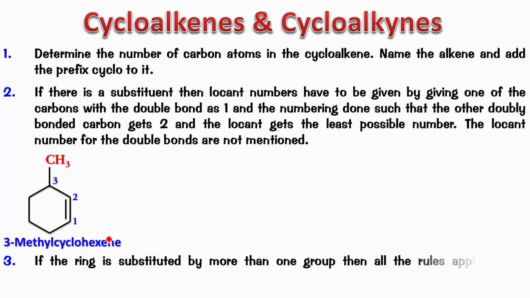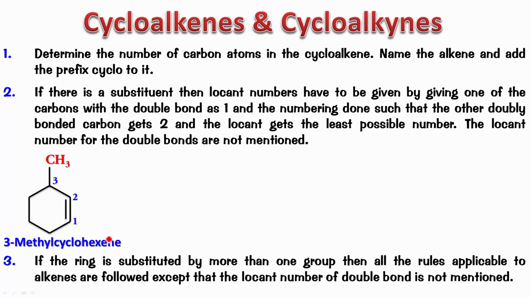if the ring is substituted by more than one group, then all the rules applicable to the alkenes are followed, except that the locant number of the double bond is not mentioned. Look at this one. Pause the video, number it, name it, then check. Now here I have two options. I can give this is 1, this is 2, this is 3, this is 4, this is 5.